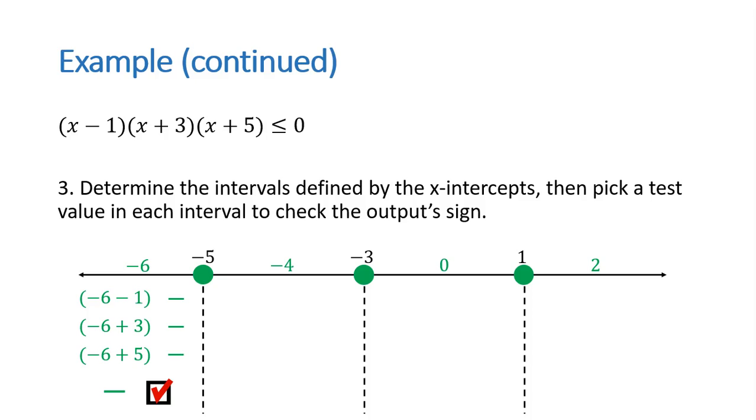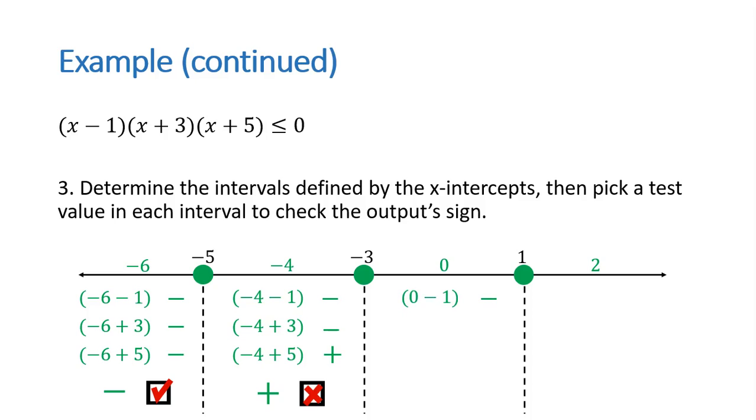Let's try the same thing with -4. -4 minus 1 is negative. -4 plus 3 is also negative. But -4 plus 5 is positive. So now I have two negatives multiplied by a positive. The two negatives together become positive, and a positive times a positive is a positive. So this particular interval is not going to be part of our solution because the outputs in this interval are not less than 0. Now let's try an input of 0.